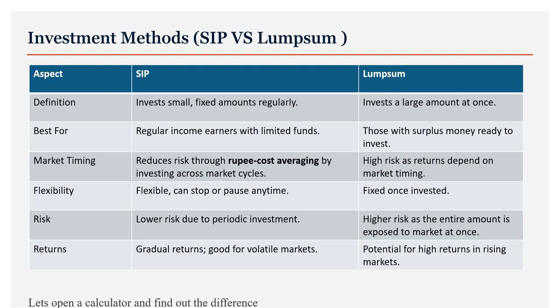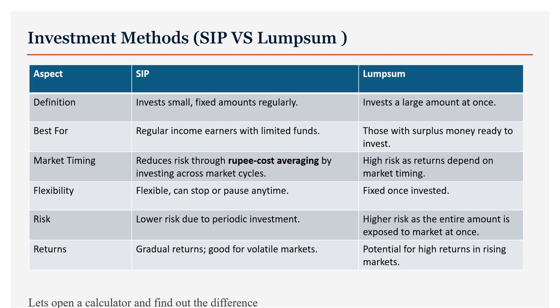Okay. And then flexibility. SIP is flexible. You can stop and pause anytime. I already mentioned the SIP, and lump sum is also the same. It is fixed once invested. And SIP is lower risk due to periodic investment, because every month you're investing. So anytime you want, you can pause it. And lump sum is one time you invested, so the risk will be a little higher.